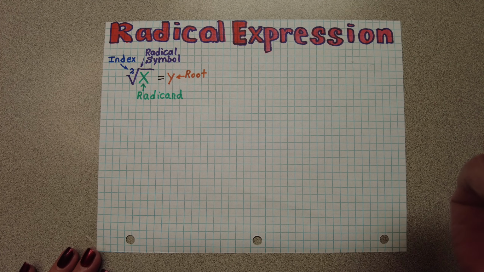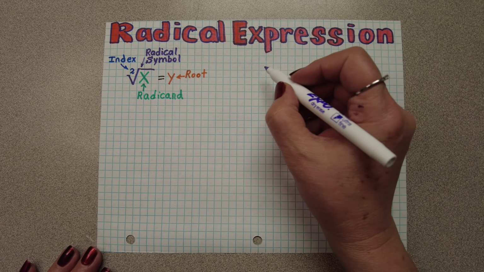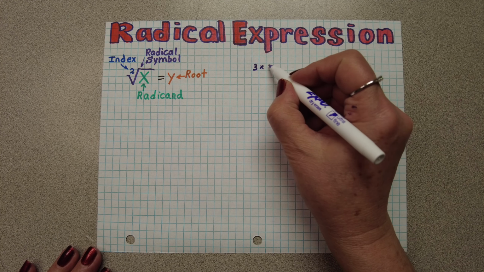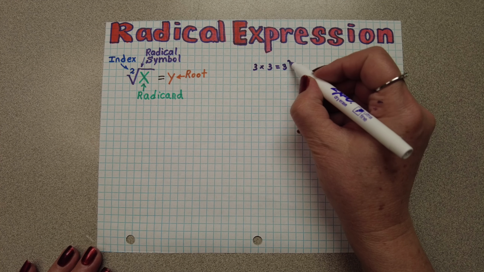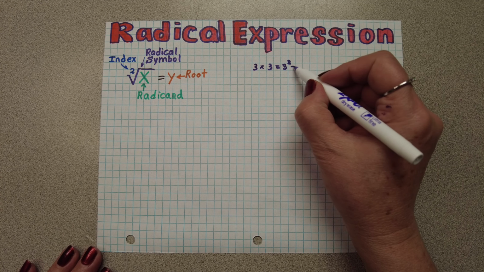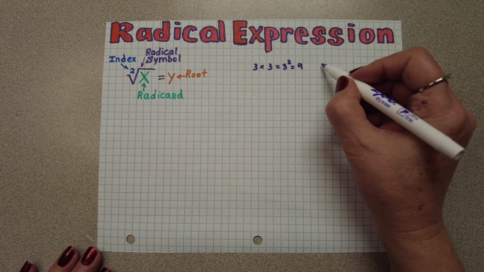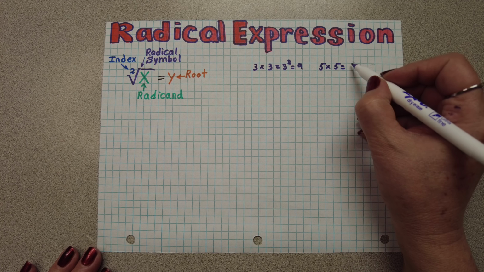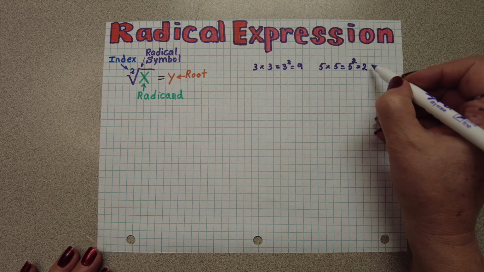I would like to explain to you the beginning, where it comes from. Let's remember the exponents we learned. Like if we have 3 times 3, which is equal to 3 squared. 3 squared equals 9. Let's do one more example. 5 times 5 equals 5 squared, which is equal to 25.